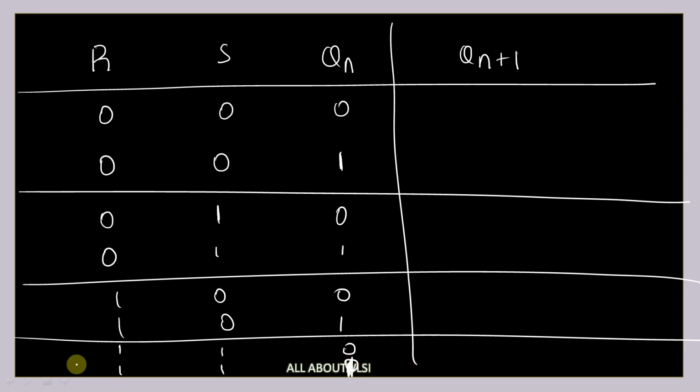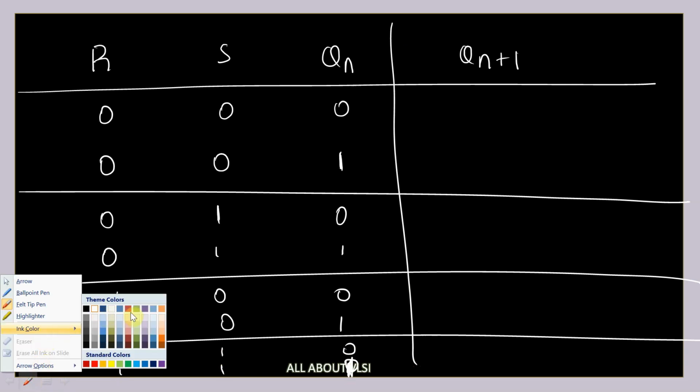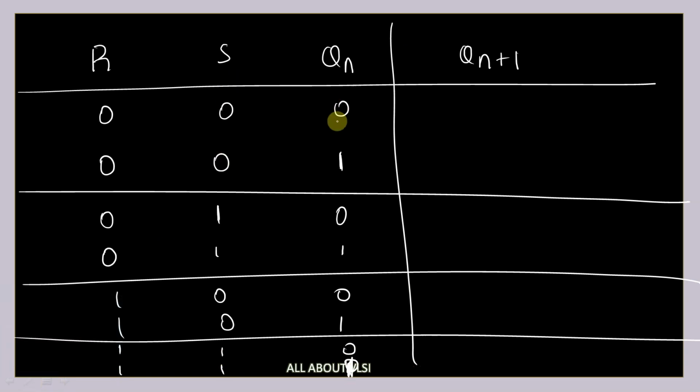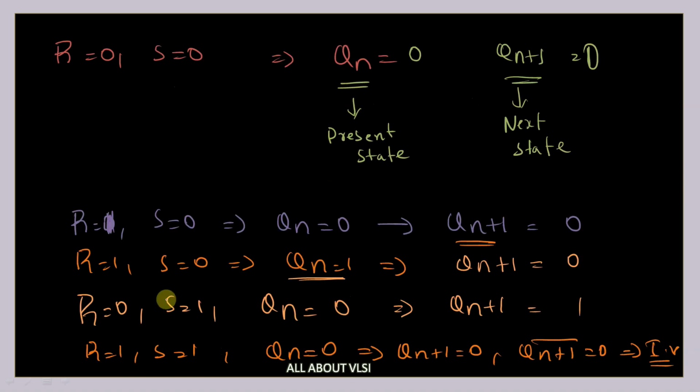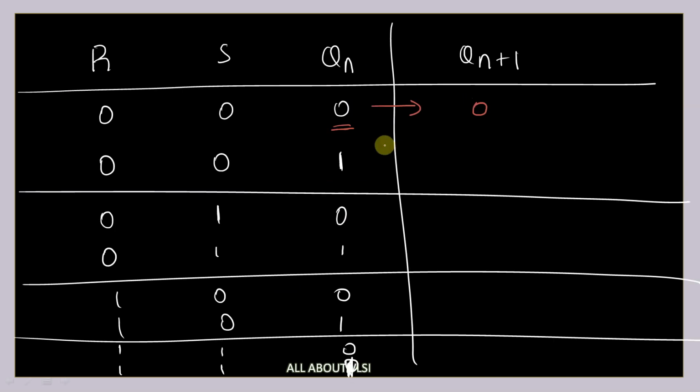So for the first one, whenever your R is equal to 0 and S is equal to 0 and Qn is equal to 0, you are getting the same value, 0 only. And whenever your R is equal to 0, S is equal to 0 and your Qn is equal to 1, we haven't written this condition, but if you check, you will get the same one only, that is nothing but 1. So this is nothing but the hold state or latch condition. That is, whatever the present state you are having, the next state is also the same.